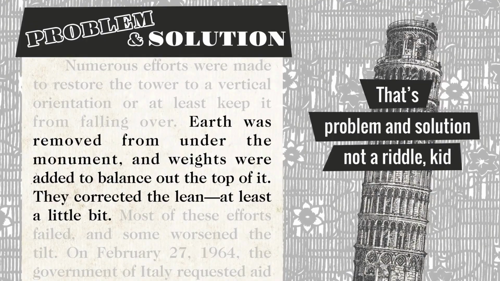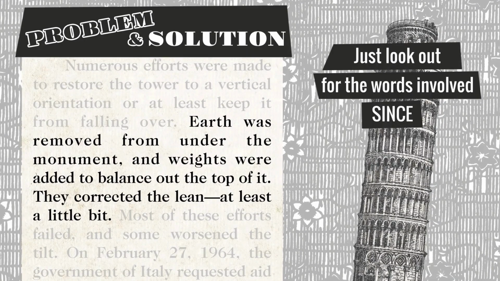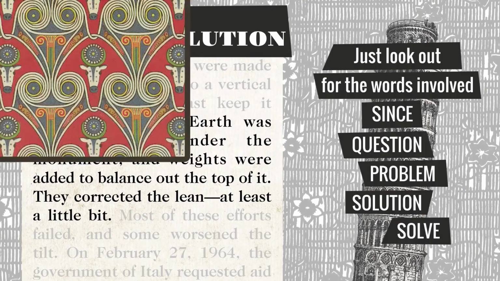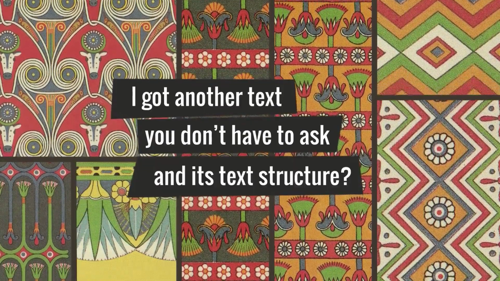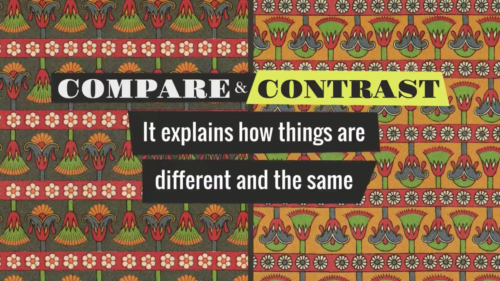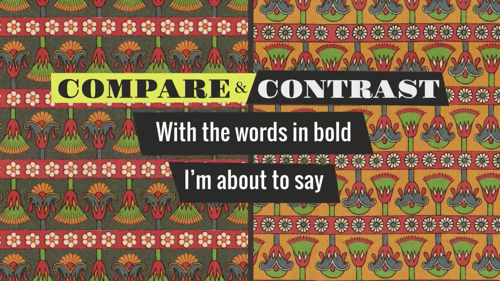That's problem and solution, not a riddle, kid. Just look out for the words involved. Since question, problem, solution, and solve. I got another text you don't have to ask, and it's text structure, compare and contrast. It explains how things are different and the same with the words in bold I'm about to say.